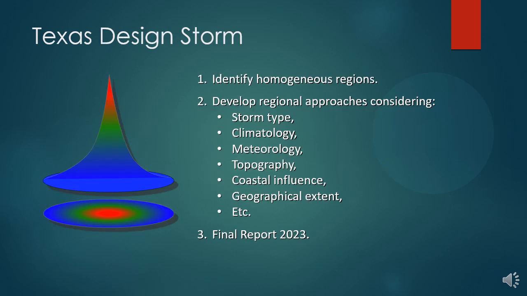So some of the key points of the Texas storm study is to identify homogeneous regions around the state where we can apply a common approach. So we may have one approach out in West Texas, a different approach in the Piney Woods section of East Texas, for example, and maybe a third or fourth or fifth, depending on where you are in the state. In each one of these regional approaches, we want to consider storm type, its climatology, the meteorology, topography, coastal influence, geographic extent, and anything else we can think of as we're wading through this project.